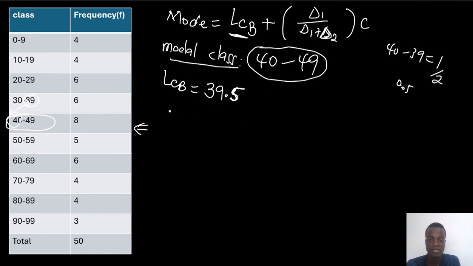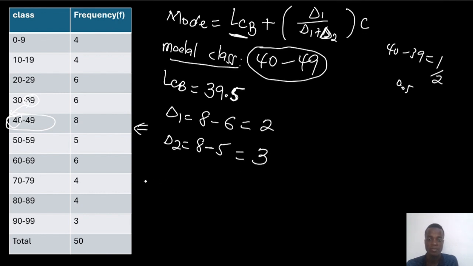The next thing is to find change in 1. Change in 1 is the difference between the frequency of the current class, our modal class, which is 8, minus the frequency of the class before, which is 6. In the end, we have 2. Then change in 2 is the difference between our modal class frequency and the frequency of the class after, which is 5. So we have 8 minus 5, we get 3.